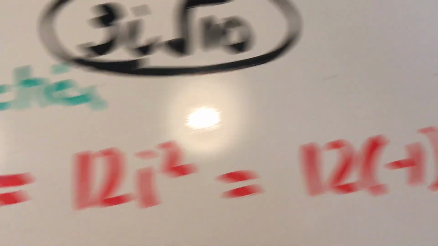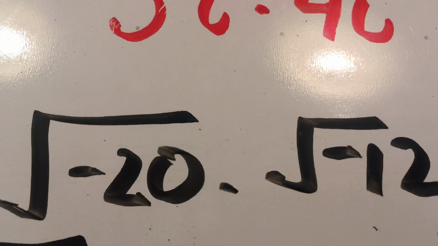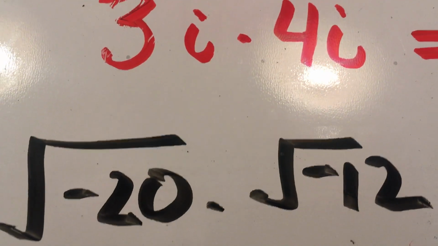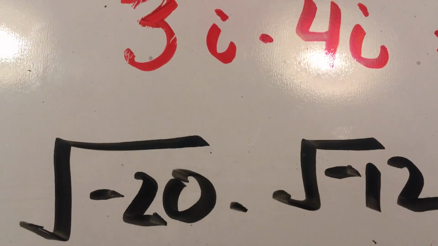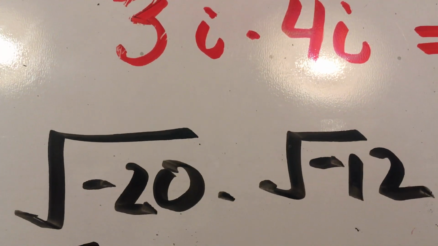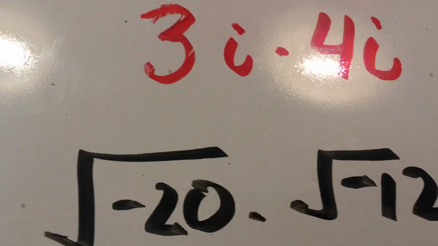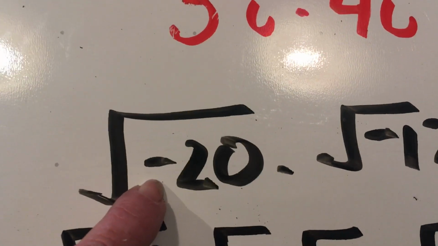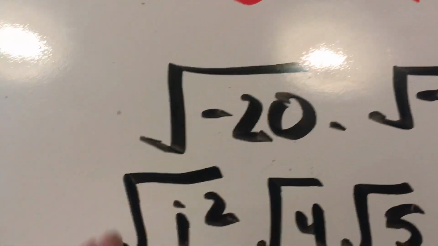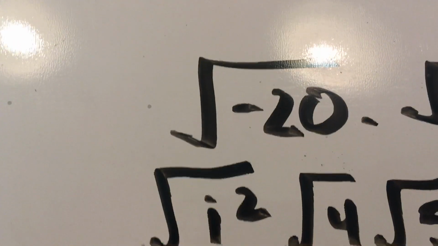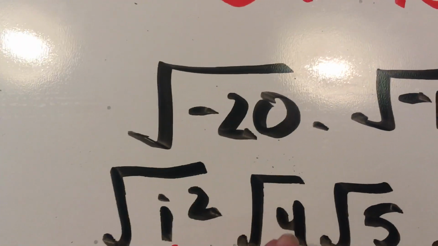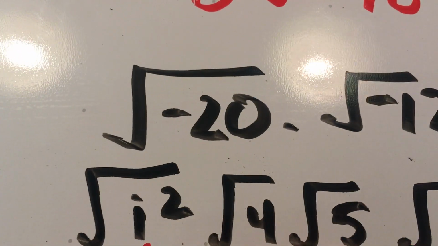Okay, next problem. The square root of -20 times the square root of -12. Remember, when you're factoring these numbers, there may be more than one pair of factors, but you're always looking for perfect squares. So the negative would be the square root of -1, which we're going to jump and change right to the square root of i squared, times the square root of 4, times the square root of 5.